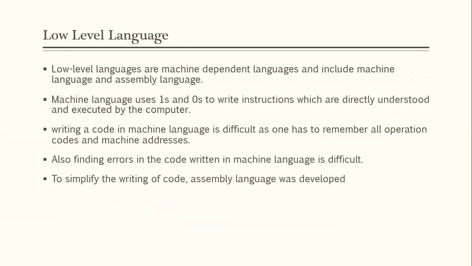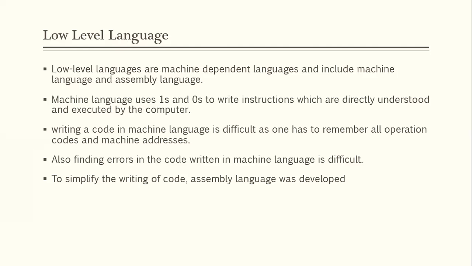Low-level languages are machine-dependent languages and include machine language and assembly language. Machine language is the one that uses ones and zeros to write instructions, and this language is directly understood and executed by the computer. Writing code in machine language is difficult as one has to remember all the operation codes and machine addresses. Also, finding errors in machine language is a very difficult task.